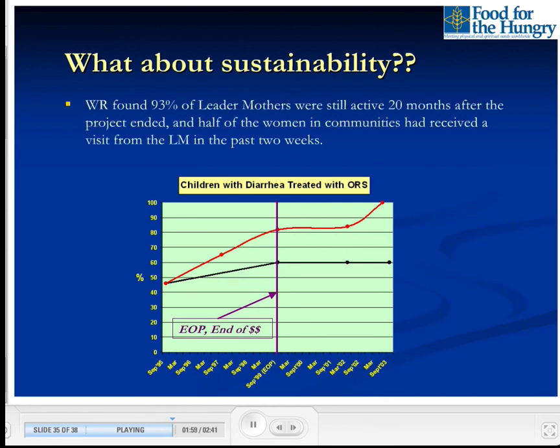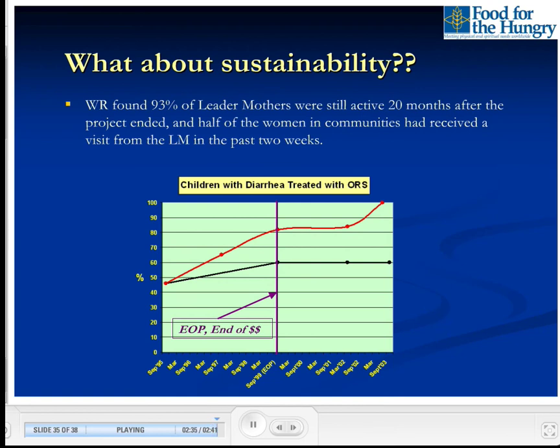So they found that 93% of their leader mothers were still active 20 months after the project ended, and half of the women in the communities have received a visit from their leader mother in the past 2 weeks. So the frequency of visitation probably wasn't as often as when the project was occurring, but these leader mothers were still out there. They still had their flip charts. They're still going out and visiting mothers, and about half of them said that they had received a visit in the past 2 weeks from a leader mother to come do health promotion with them. So I think that shows a real high level of sustainability is possible.